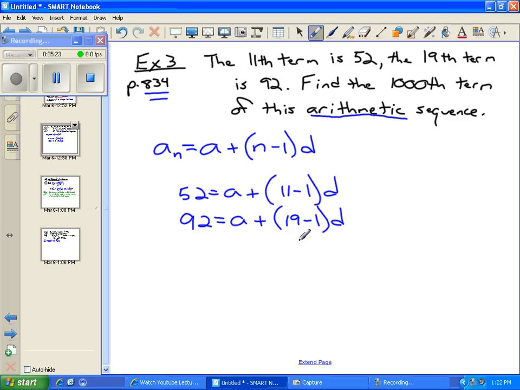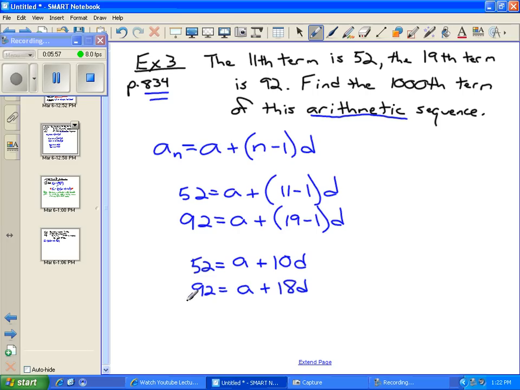So let's simplify this a little bit so it looks a little better. I can rewrite that to be 52 equals, I can combine these to just be 10D. So A plus 10D, and then the other one is 92 equals A. This will become 18D. You've done problems like these in algebra. Okay, this is a system. You can use elimination if you want to try and solve it. That'd probably be the best way.